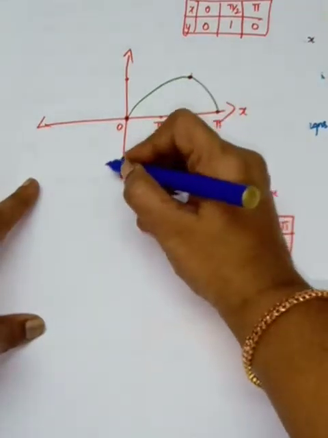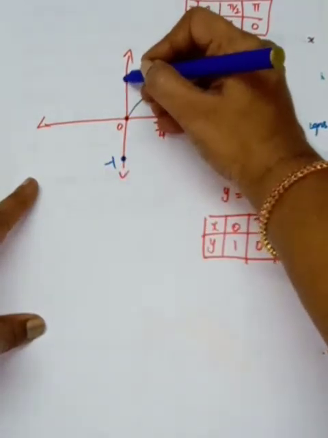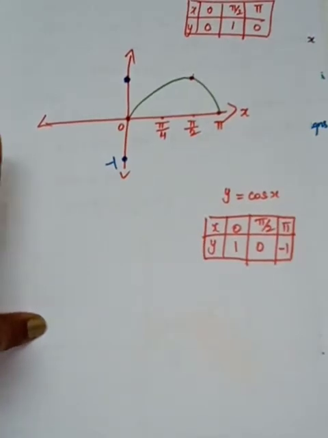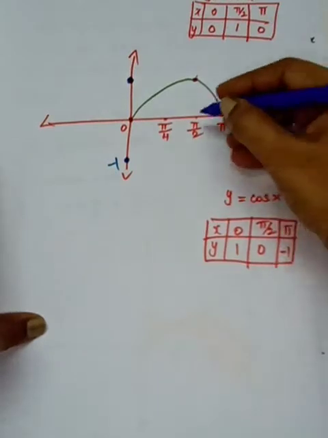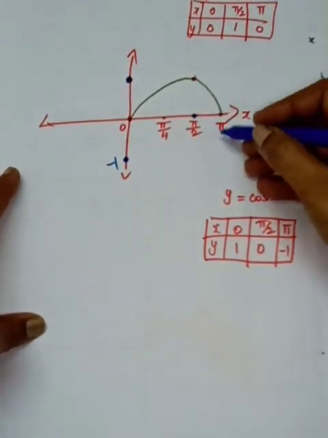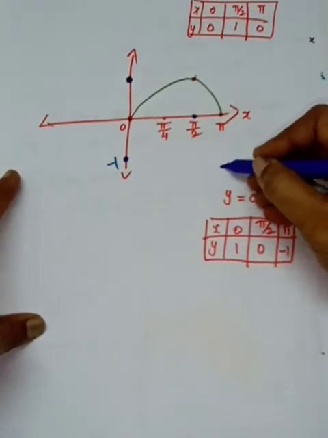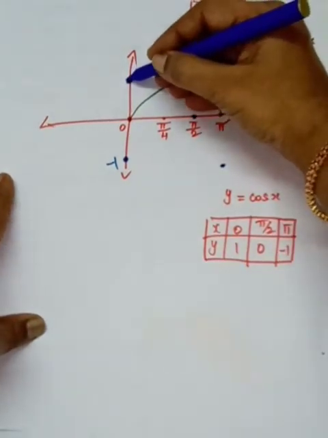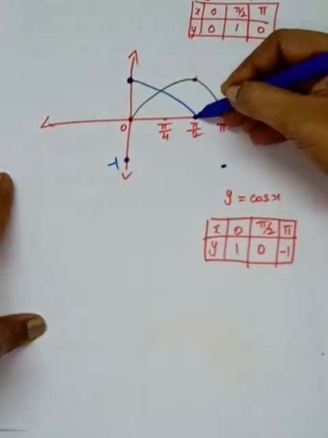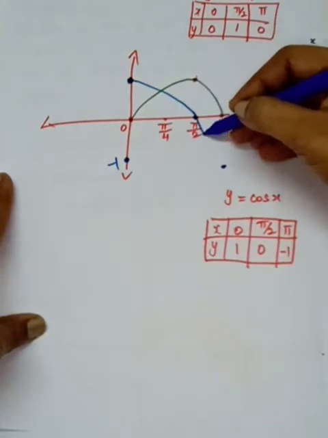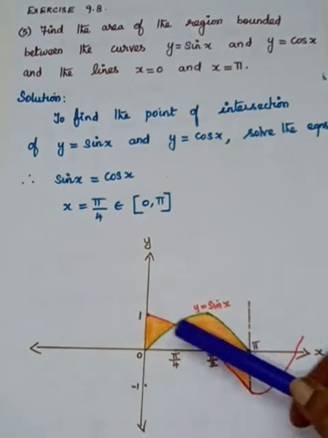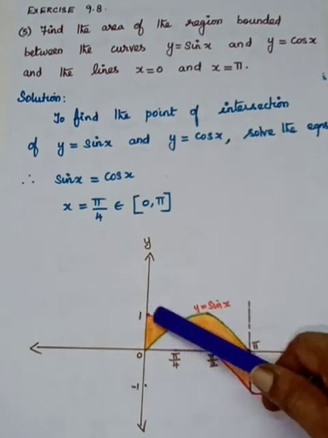Sorry, this is minus 1. So 0 comma 1 point is here above the x-axis. It is on the positive side of y-axis. Next pi by 2 comma 0. This is the point pi by 2 comma 0. Then x is equal to pi, it is minus 1. So the cos x curve in this interval 0 to pi, how will it be? It will touch the x-axis at pi by 2 comma 0. Then it will come down. So here you see that in this diagram, the red color curve is the cos x.